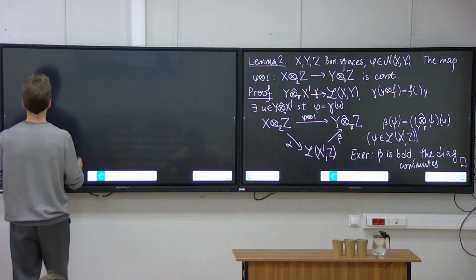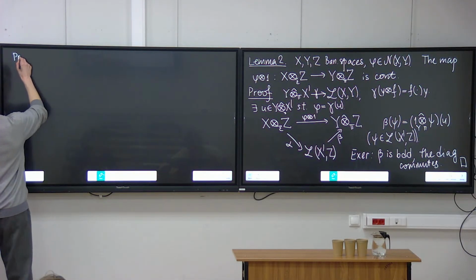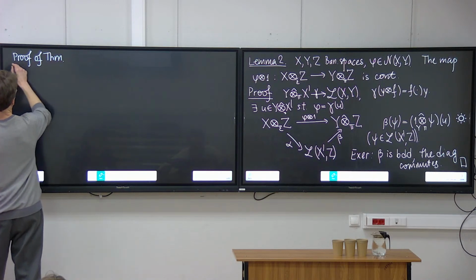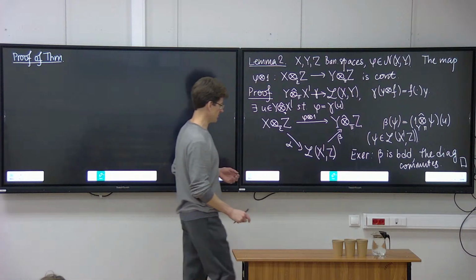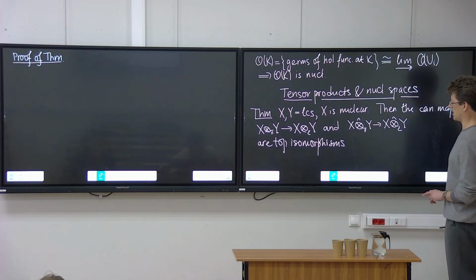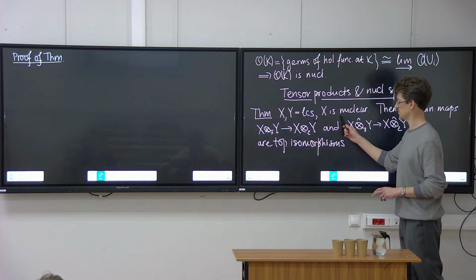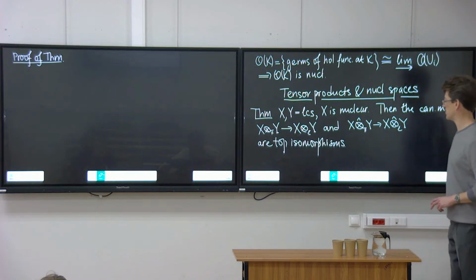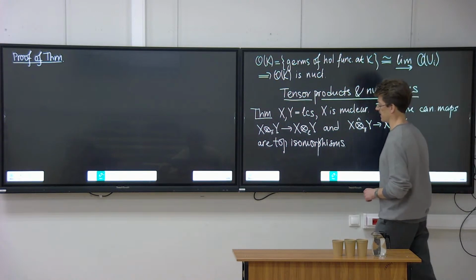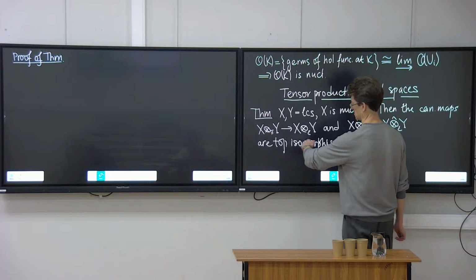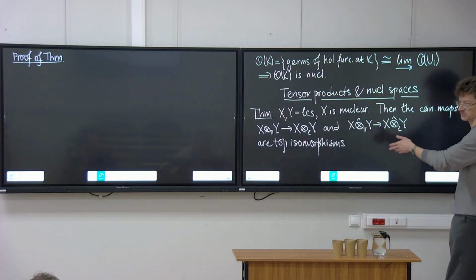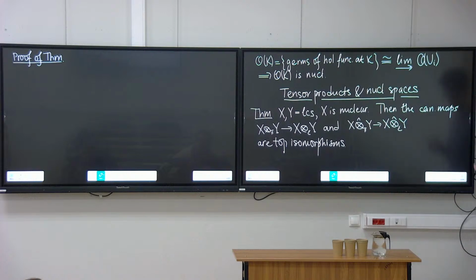Okay, now we are ready to prove our theorem. So let's recall that the theorem states that if we have a nuclear space X and an arbitrary locally convex space Y, then this canonical map is a topological isomorphism. Of course, it suffices to show that this one is a topological isomorphism because this one is obtained as the extension by continuity to the completions.